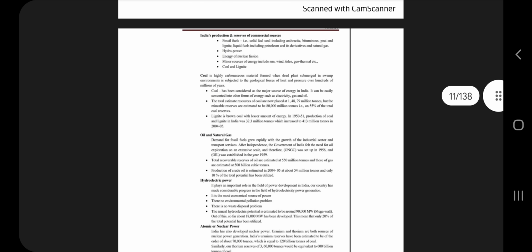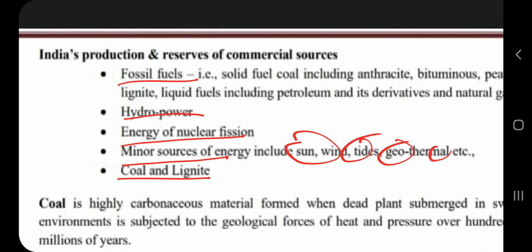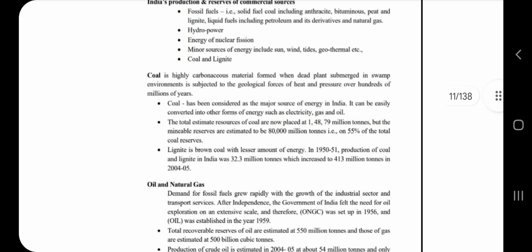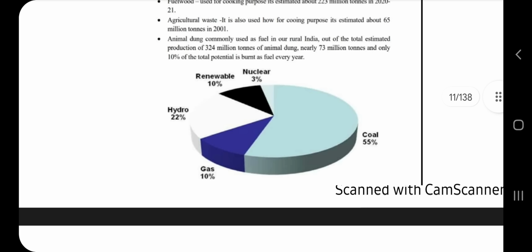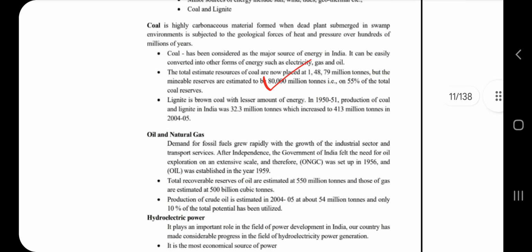So you can find some things here, like key points I will tell you. What are the production and commercial reserves? Fossil fuels, then come to coal and lignite, hydropower, nuclear fission, minor sources like the sun, wind, tide energy. These are the sources which are used for commercial purpose, and you need not go through these points, you can write by your own. Like what you can write here is how much that is getting produced, approximately how much tons are getting produced, where it is getting exported. Just export. This is the first point, export and production.